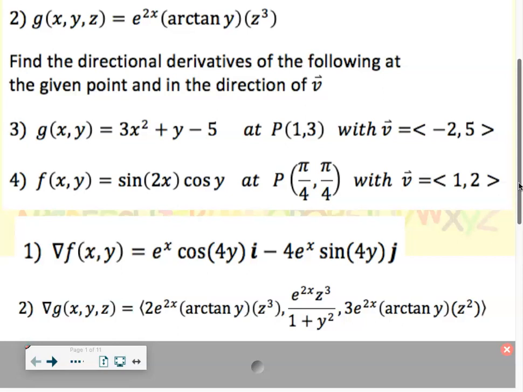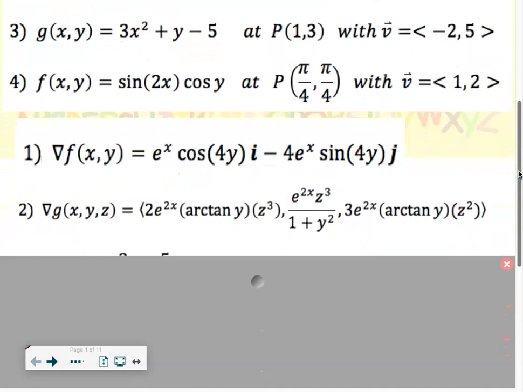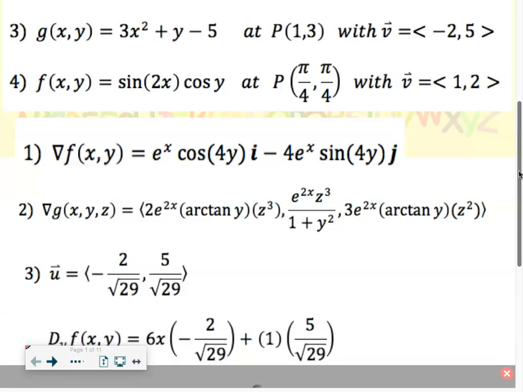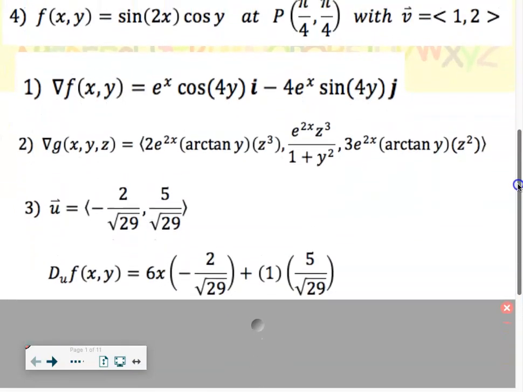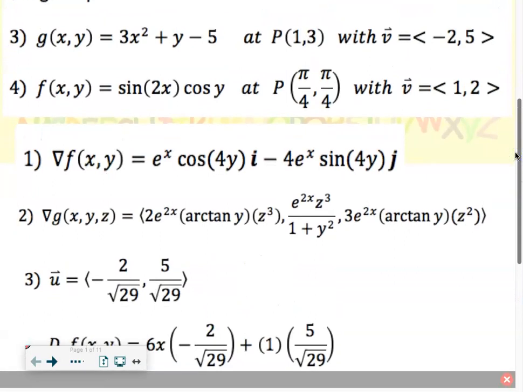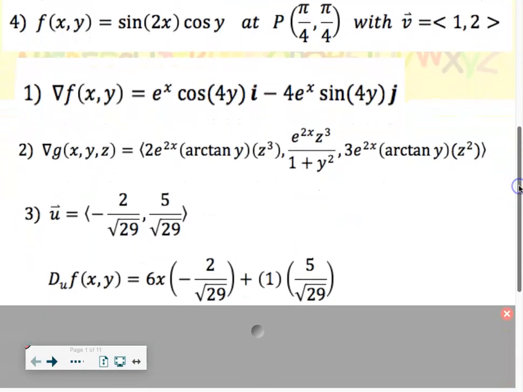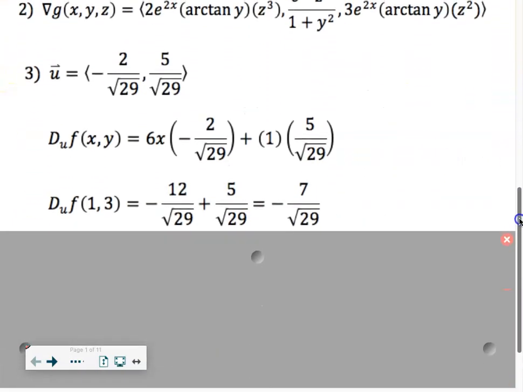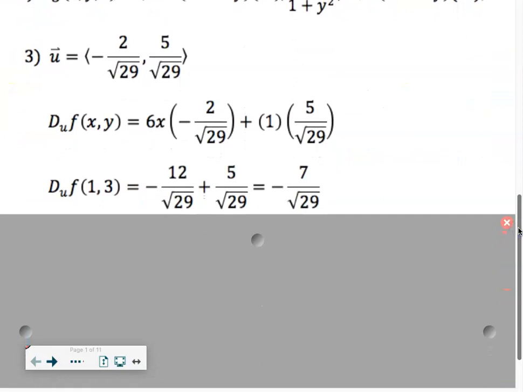Directional derivatives of the following at the given point in the direction of v. What do you have to convert v to? A unit vector, right? So you convert v to a unit vector, and then you do the dot product of the gradient and the unit vector. There's my unit vector for the first one. And then you have to plug in the point. Okay. So my final answer was -7/√29.